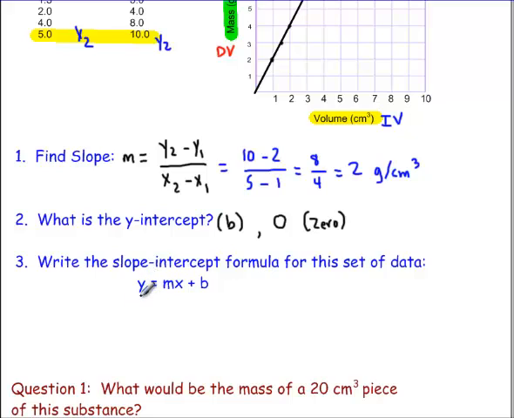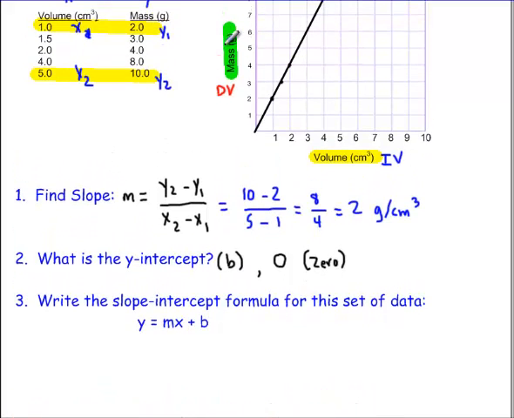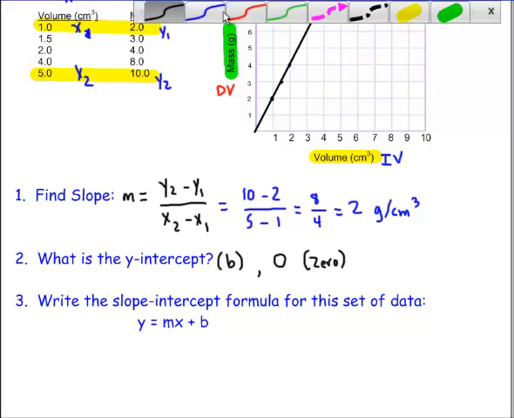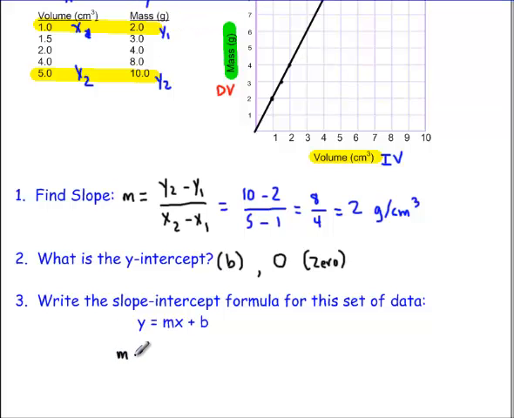In math class, the slope-intercept formula is y equals mx plus b. Sometimes we just call this the linear equation. What we can do is translate and put our values from our data set into this slope-intercept formula. So what I mean by that is, what's on the y-axis? In this case, what's on the y-axis is mass. M is slope, and we just found out that the slope of the substance, the density of the substance, is 2. The x-axis is represented by volume. And there is no y-intercept, so we can leave that off.